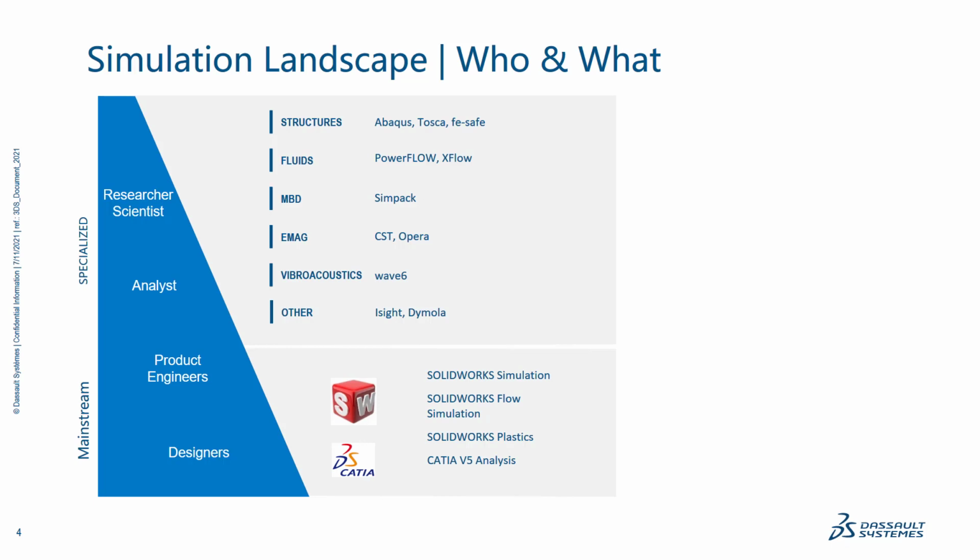Simpack for multibody dynamics. For electromagnetism, we have CST and Opera. Wave6 for vibroacoustic simulations. And in the other domain here, we have Isight, which is a tool that can be used to automate processes across different applications and then do parametric optimization also. And we have Dymola, which can be used for system simulation. Maybe you know that by the name 1D simulation also. So these are all different tools for certain user groups and certain tasks. They are all very good at what they do.